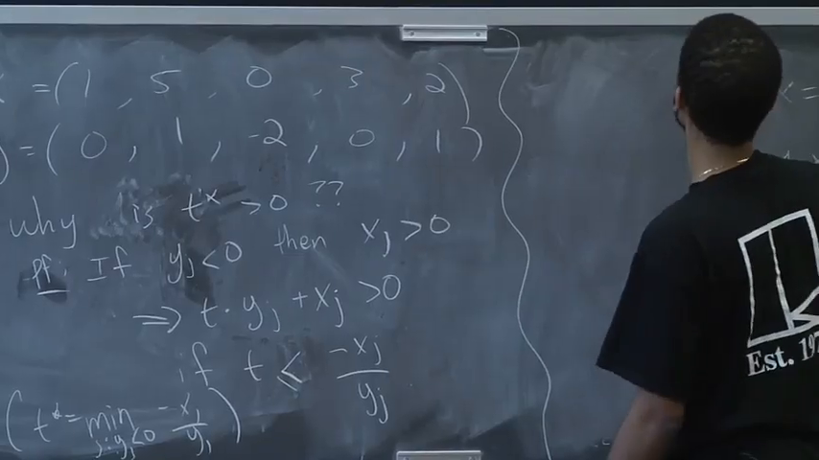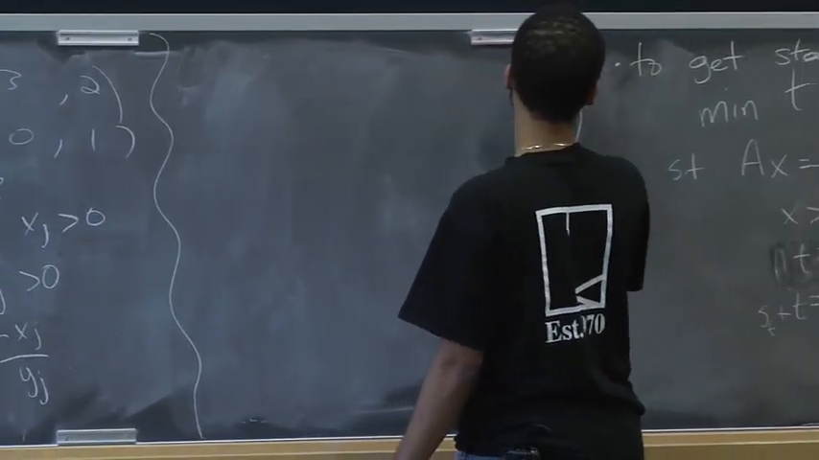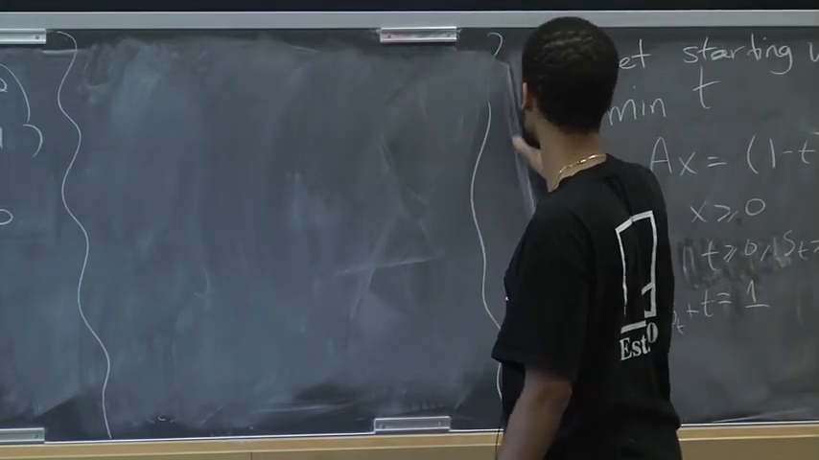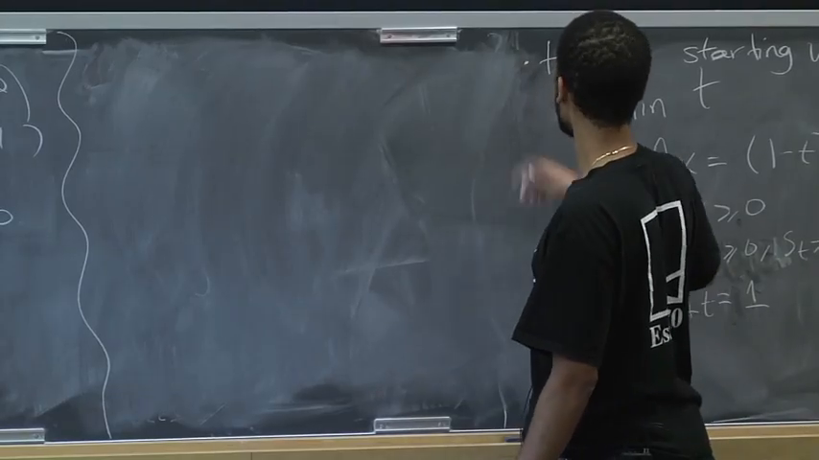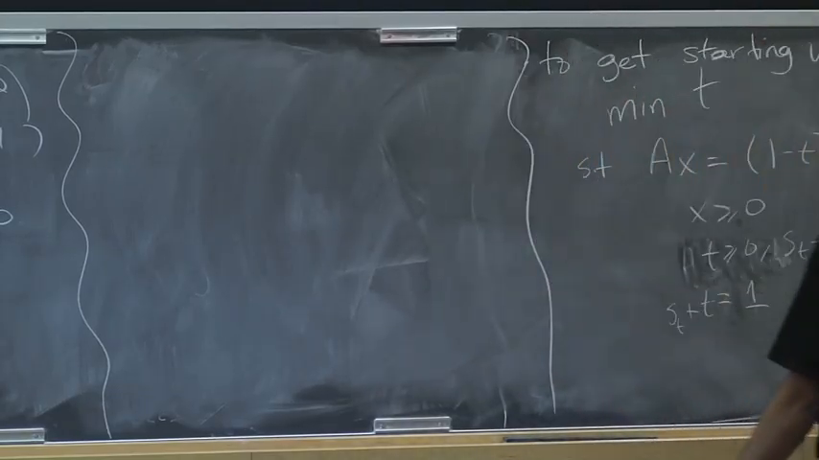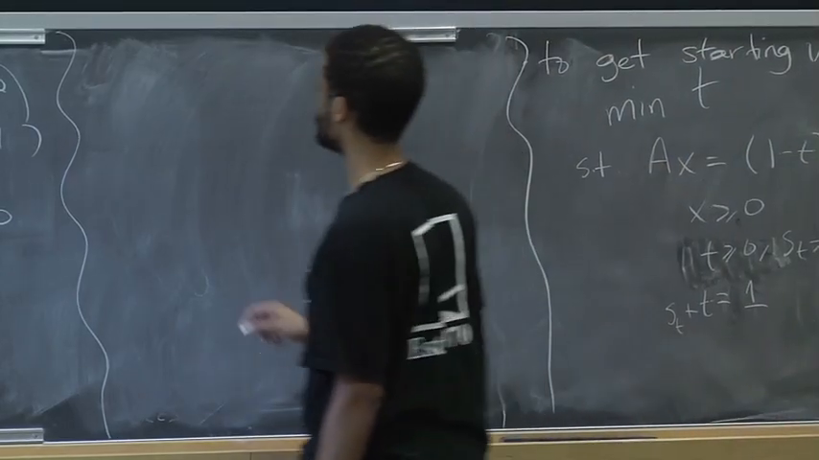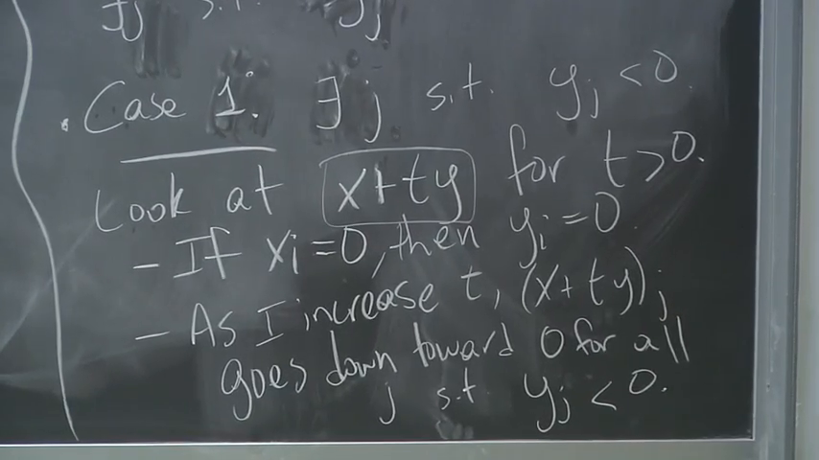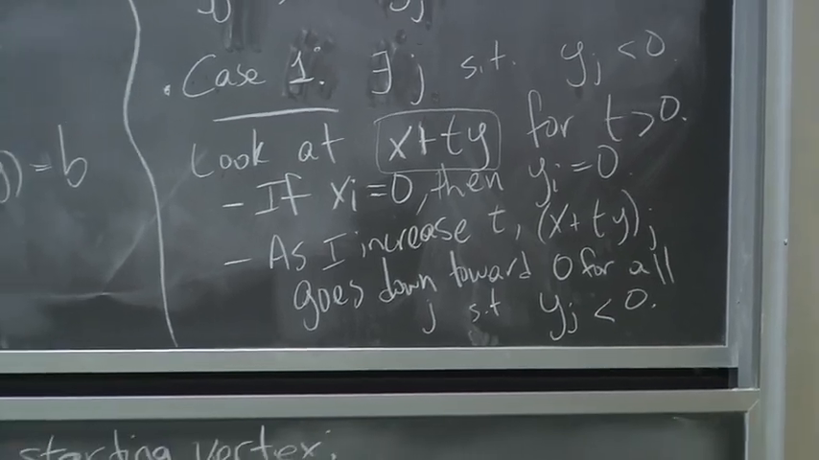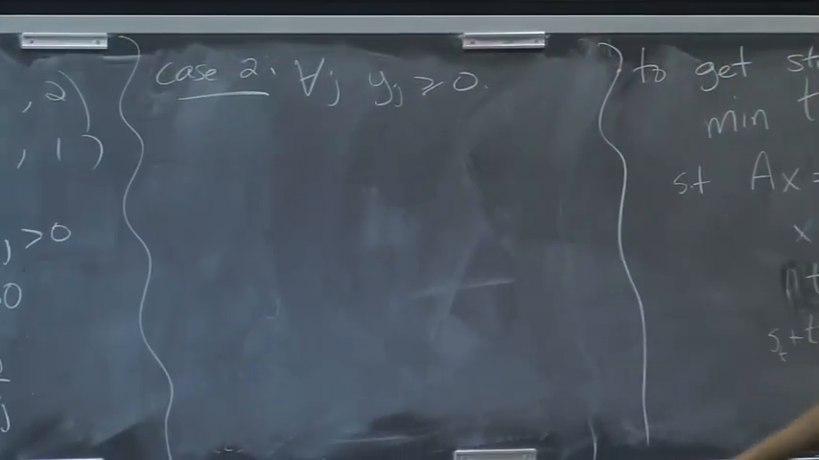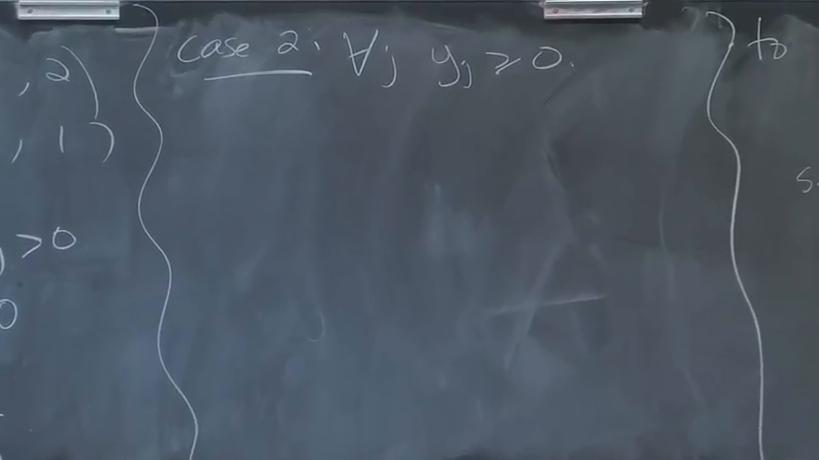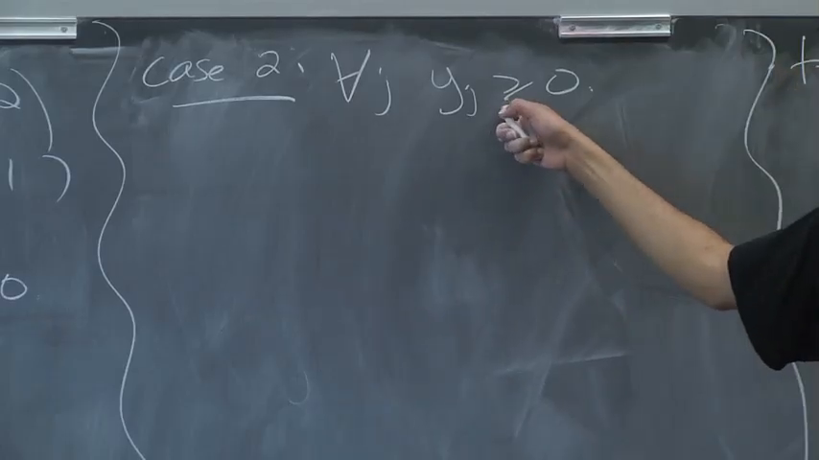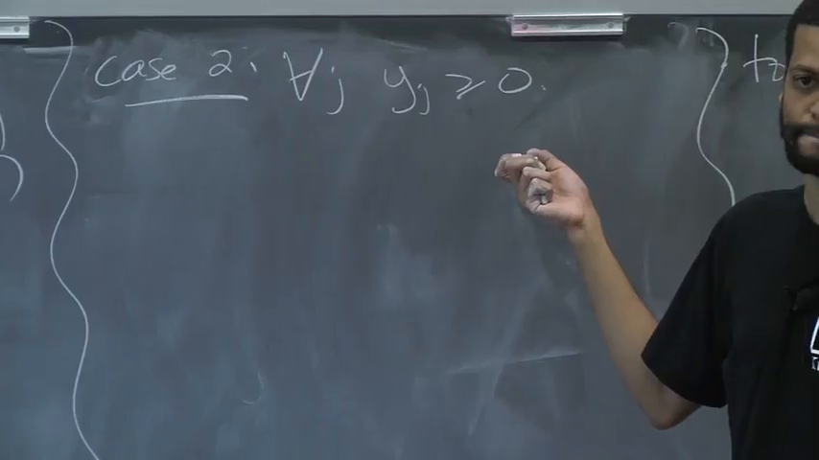So that can happen at most n times. Why? Because there are only n coordinates, so we can't increase the number of zero coordinates indefinitely. So that's case one. Case one was that there exists a j such that yj is less than 0. So case two is that for all j, yj is bigger than or equal to 0, the opposite of case one. And in particular, one of these inequalities has to be strict.